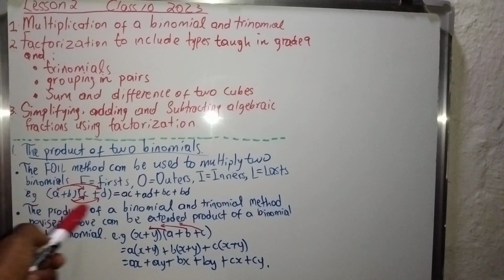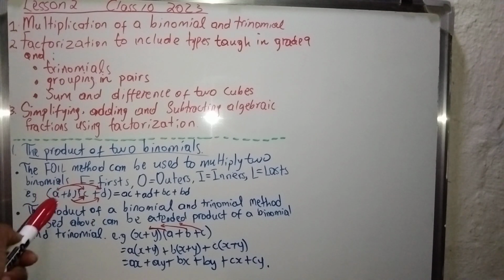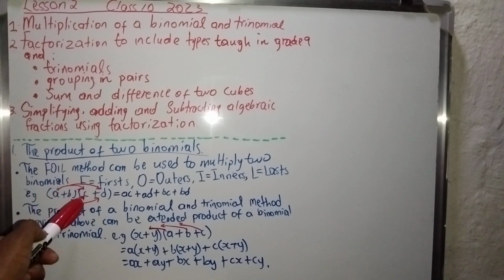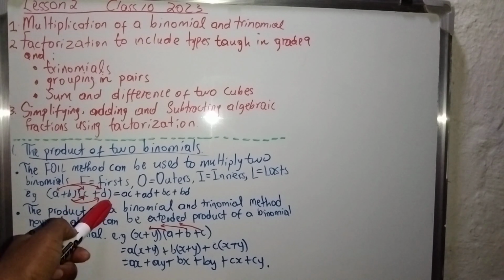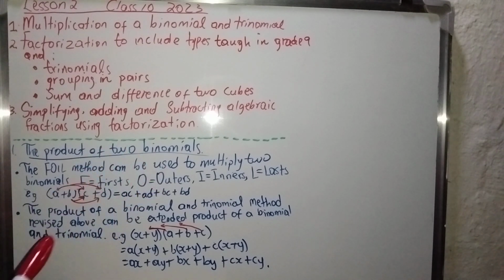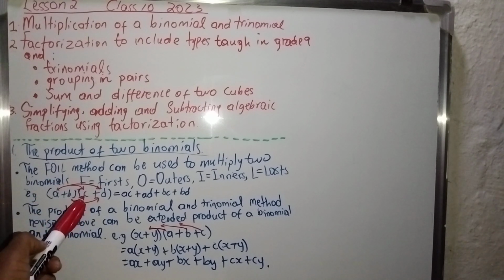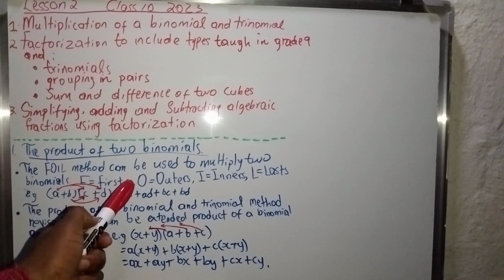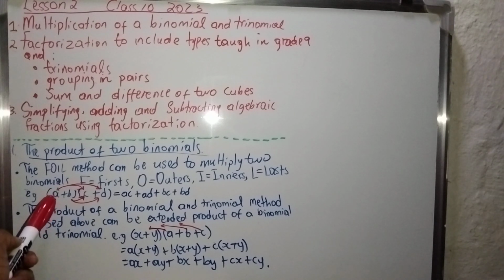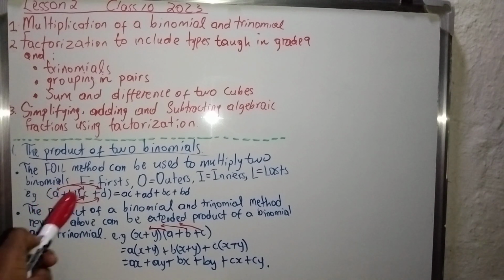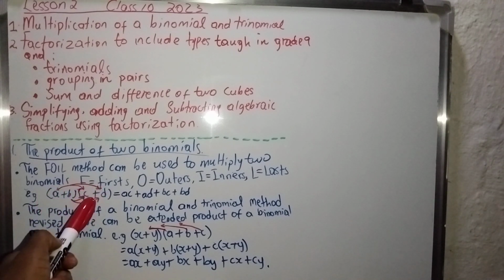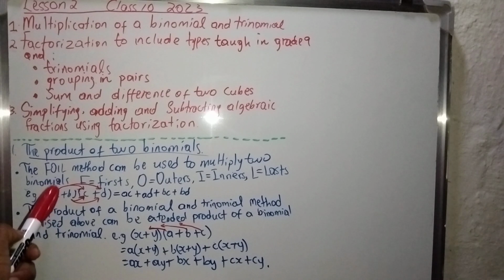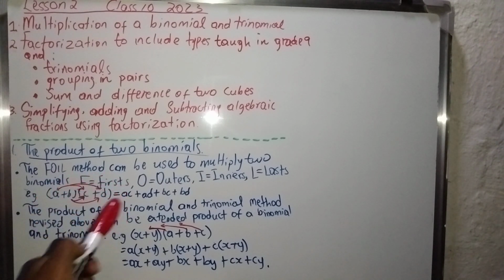So for example, let's look at those brackets. If we have (A plus B) and (C plus D), that is equal to, so that means A is going to multiply with C. Here, first comes from A being the first term, and C also being the first term. So we take first and first, which is A times C, which is AC.